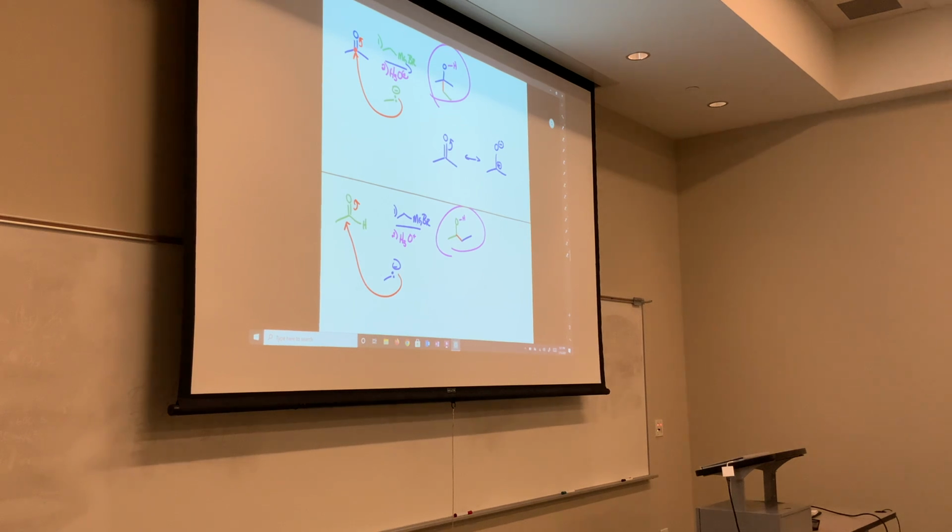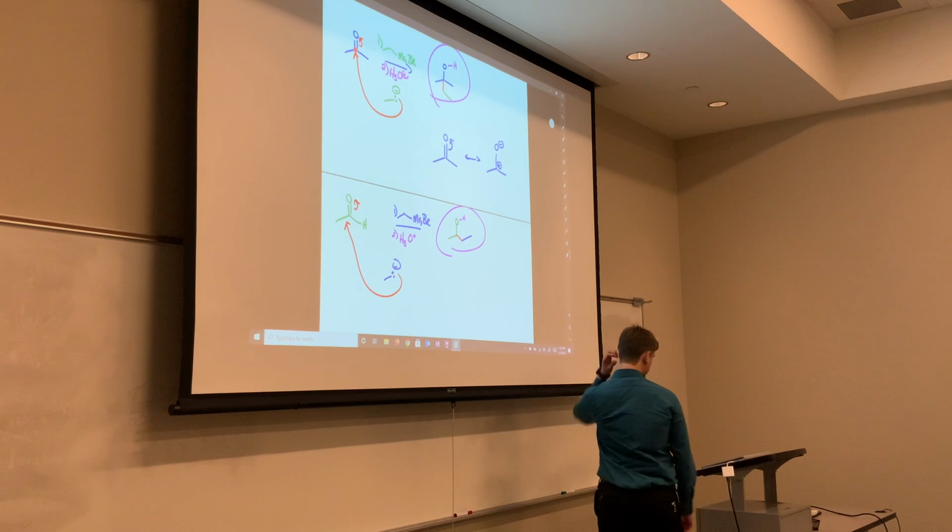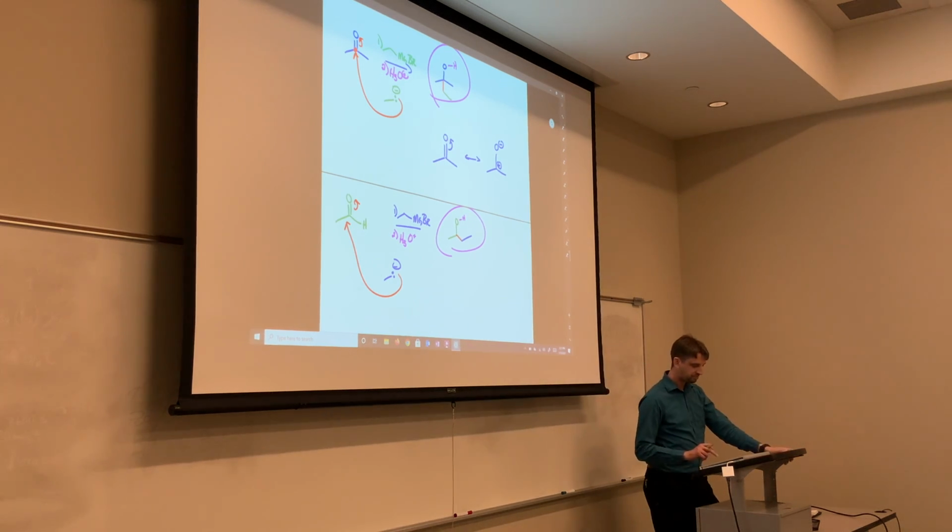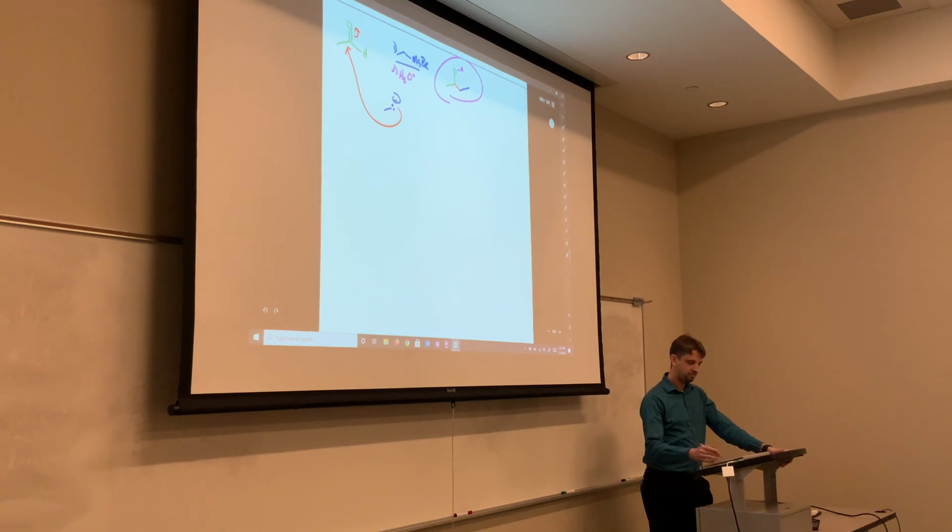This is a secondary alcohol. See that? Ketones will end up becoming tertiary alcohols, okay? And aldehydes will end up becoming secondary. Okay? Good.